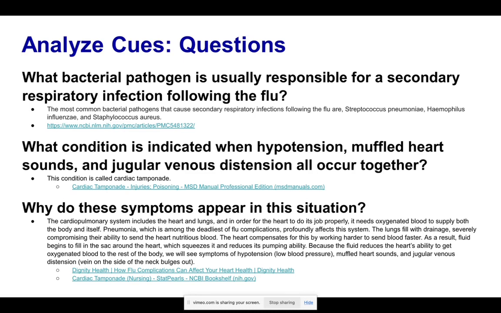As a result, fluid begins to fill in the sac around the heart, which squeezes it and reduces its pumping ability. Because the fluid reduces the heart's ability to get oxygenated blood to the rest of the body, we see symptoms of hypotension, which is low blood pressure, muffled heart sounds, and jugular venous distension, which is when the vein on the side of the neck bulges out.